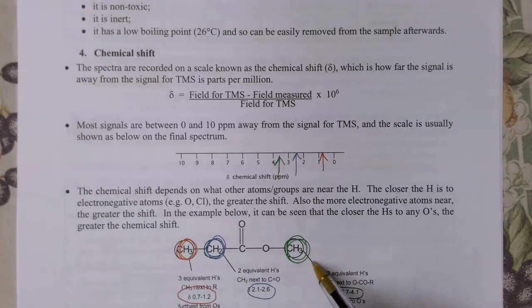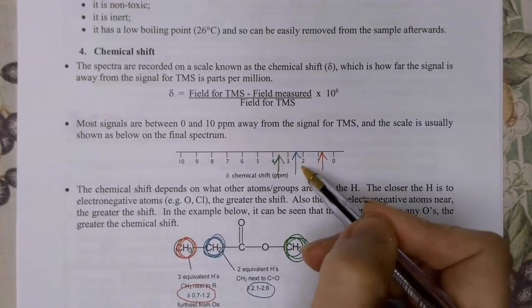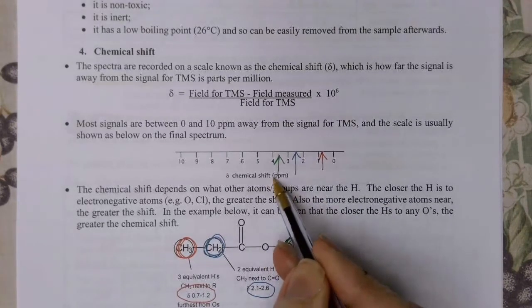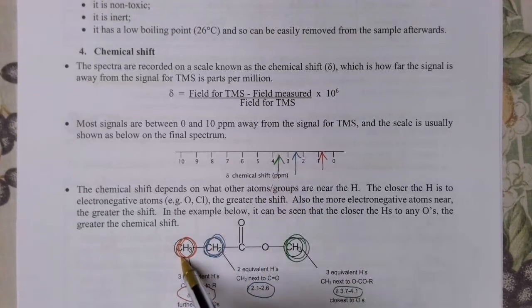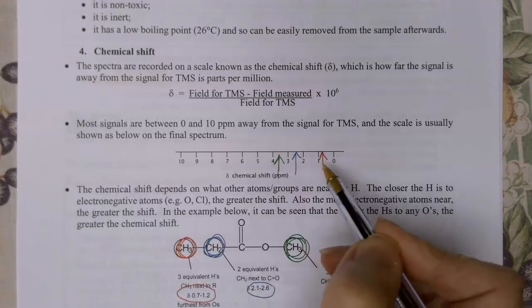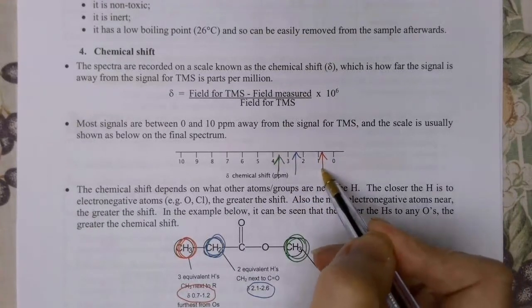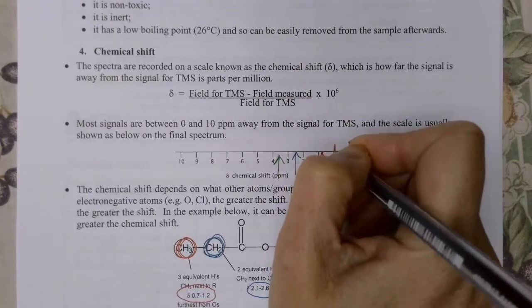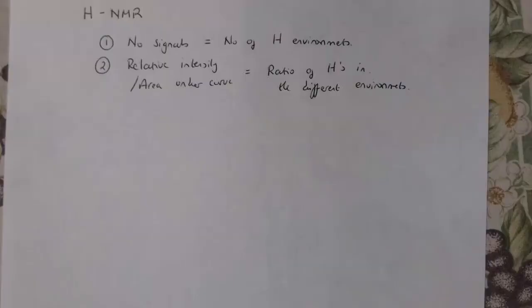So for example, in this case, this carbon here is attached to the C with the double bond O, so this will be slightly downfield shifted. These hydrogens here are attached to a carbon directly attached to an oxygen, so it's further downfield shifted, and these hydrogens here are furthest away from the oxygen, so they are the least downfield shifted. And this value here, 0, this is where I would see my signal for my TMS.